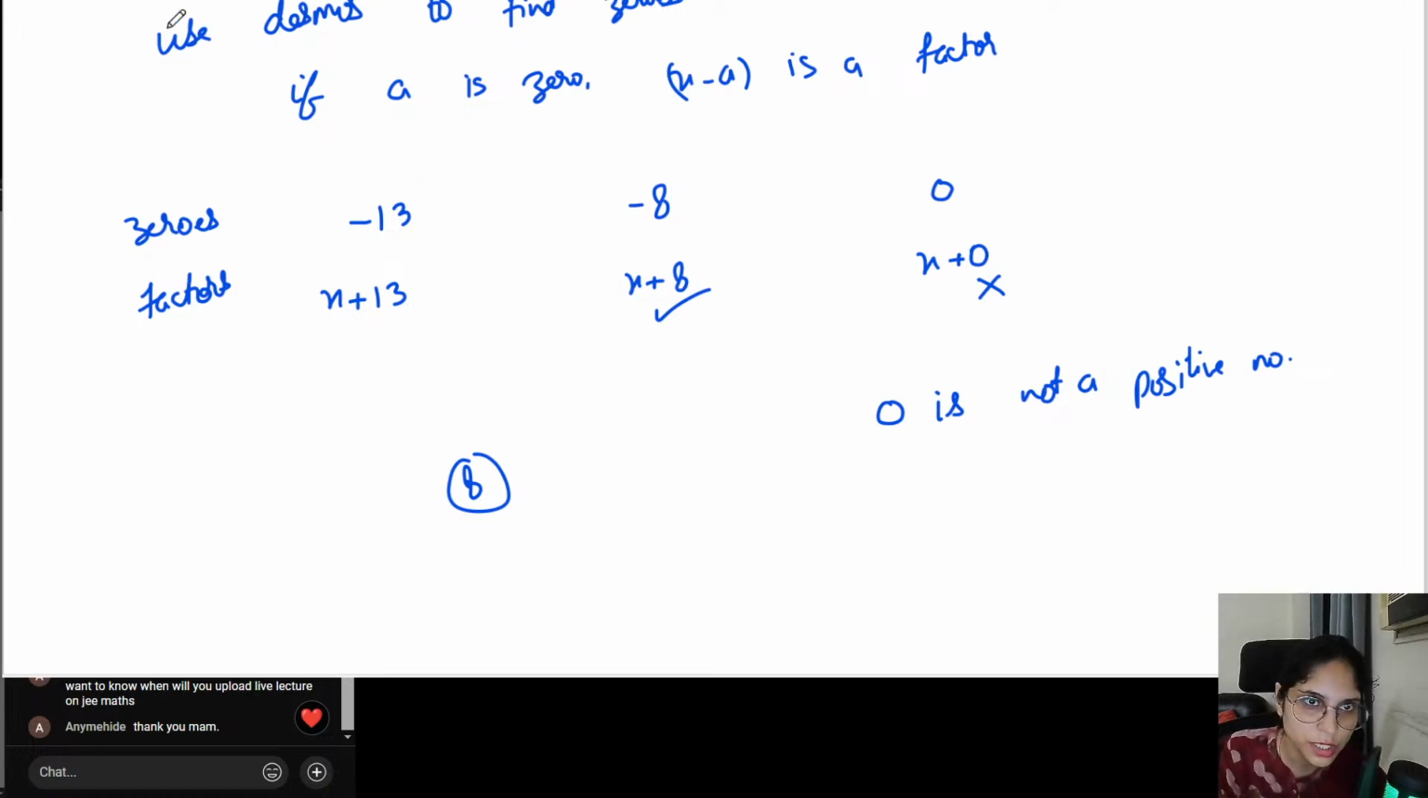Okay, so the answer is going to be 8. For this one, use Desmos. That's the easiest and the most effective way. Last 6 questions. Question number 53.